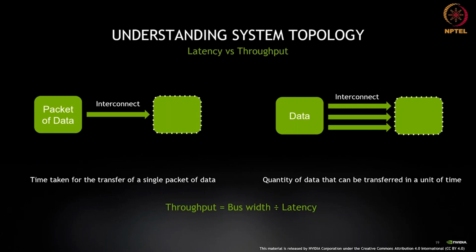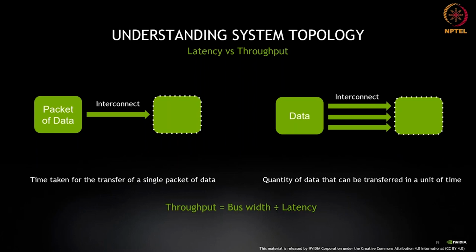The throughput is basically measuring the amount of data that can be transferred in one unit of time. Like, can I transfer 10 of them together in one shot? Can I transfer 1 KB of data, 1 MB of data, or much more? So how much can I transfer in one shot? These are two different things, and they are related to each other by the equation that you see there. The throughput is basically nothing but the bus width divided by the latency.